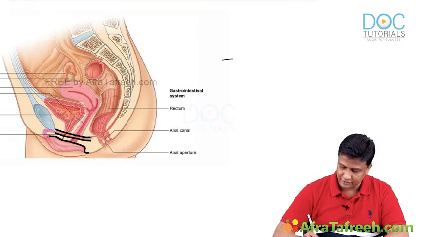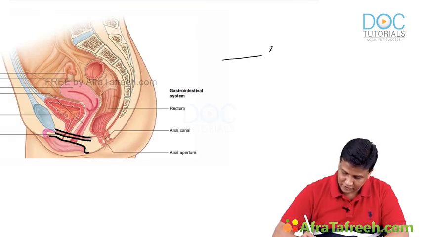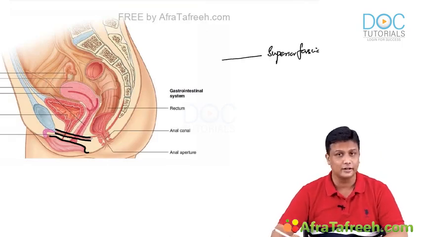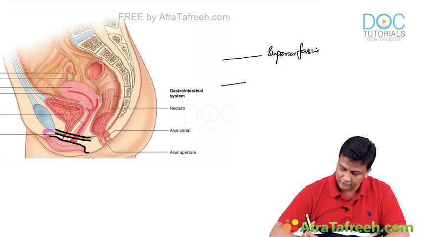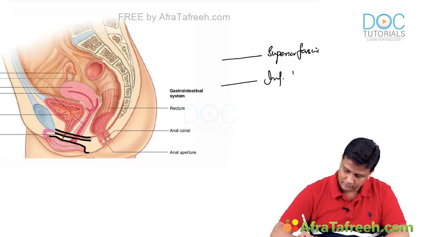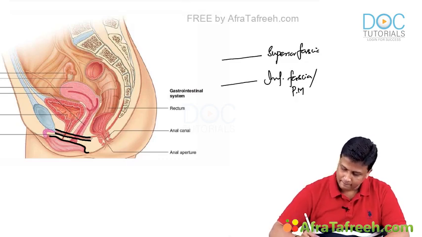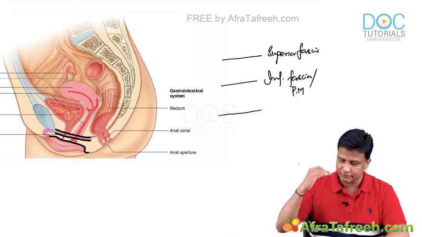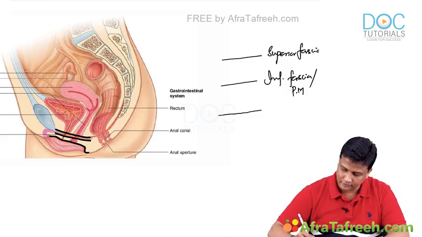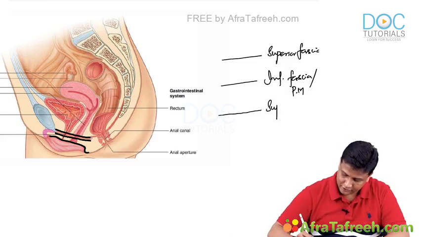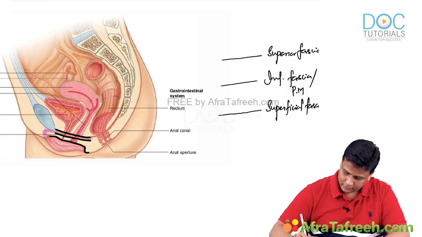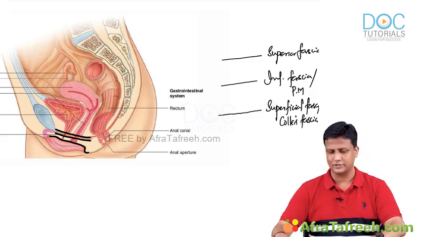So from inside, first you'll be having one superior fascia of a urogenital diaphragm, and then there will be inferior fascia of urogenital diaphragm, also known as perineal membrane. And then from inside, if you just come outside, this one will be the superficial fascia, and it is also known as Colles fascia. In this region, it is known as Colles fascia.